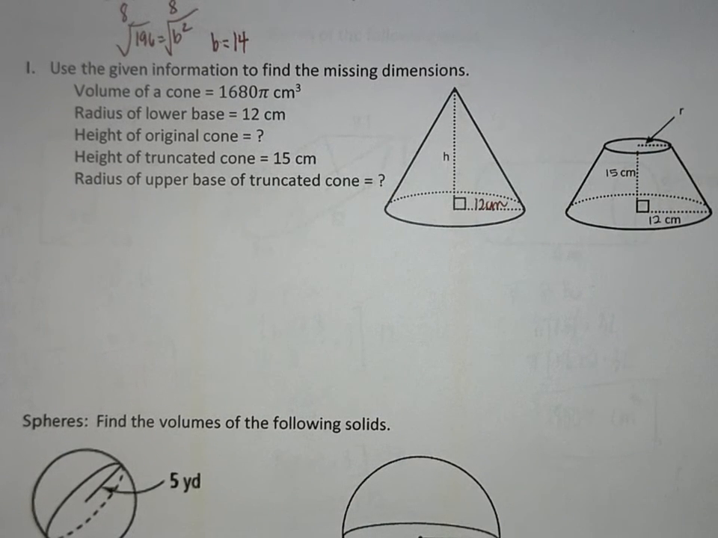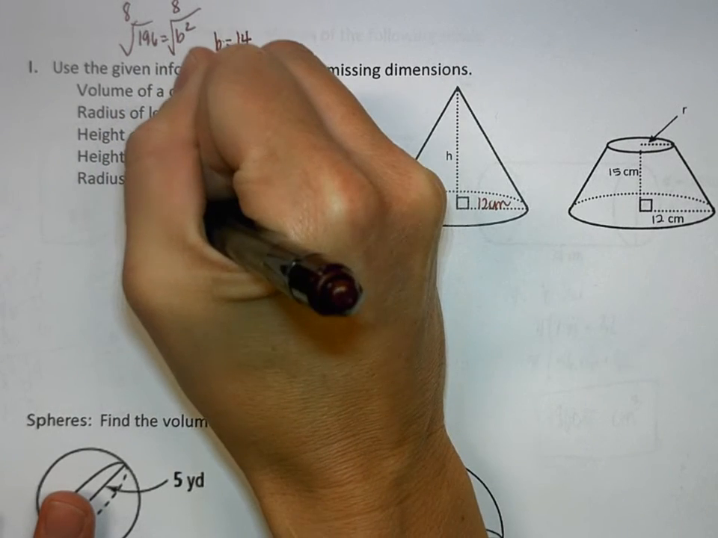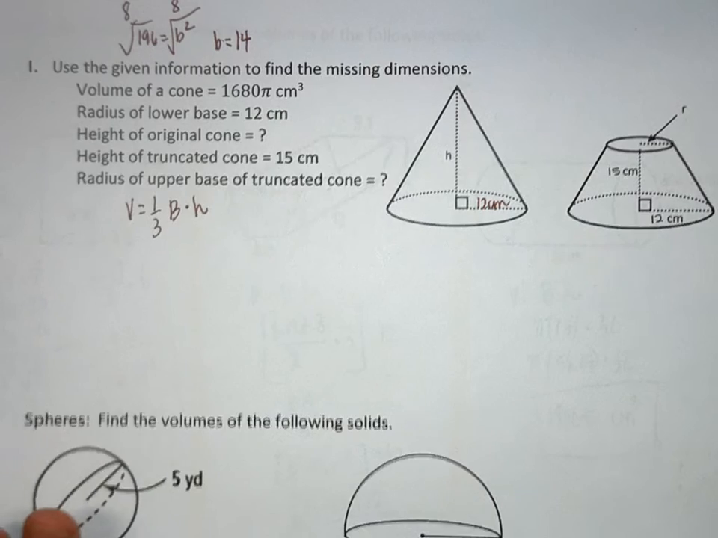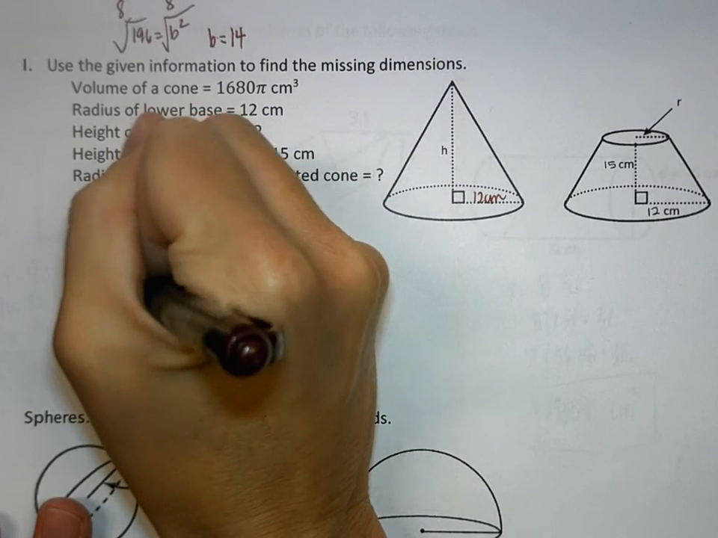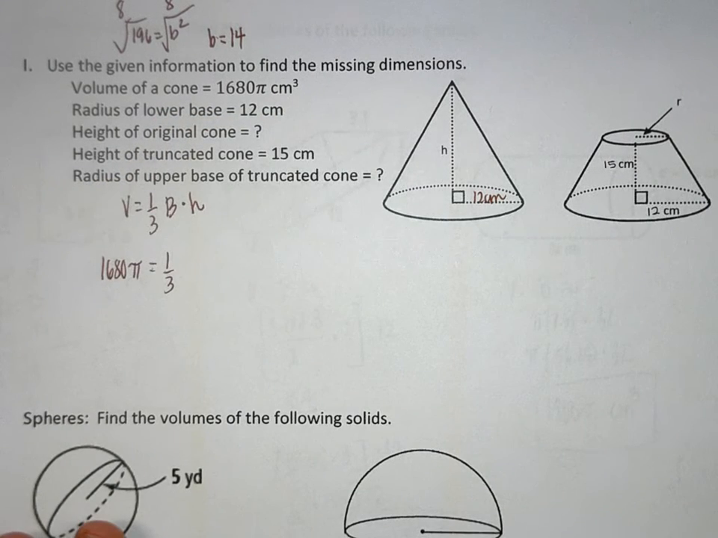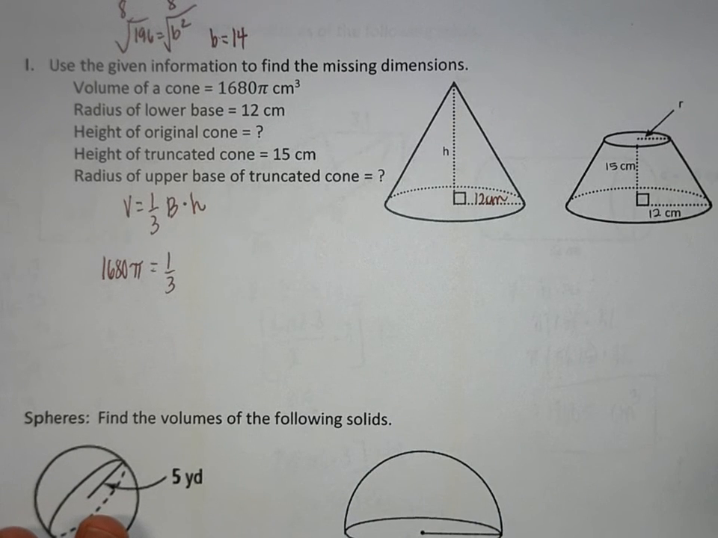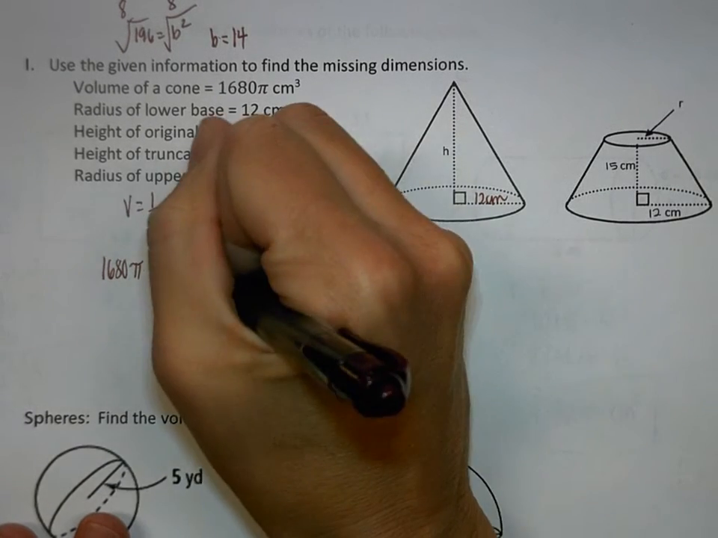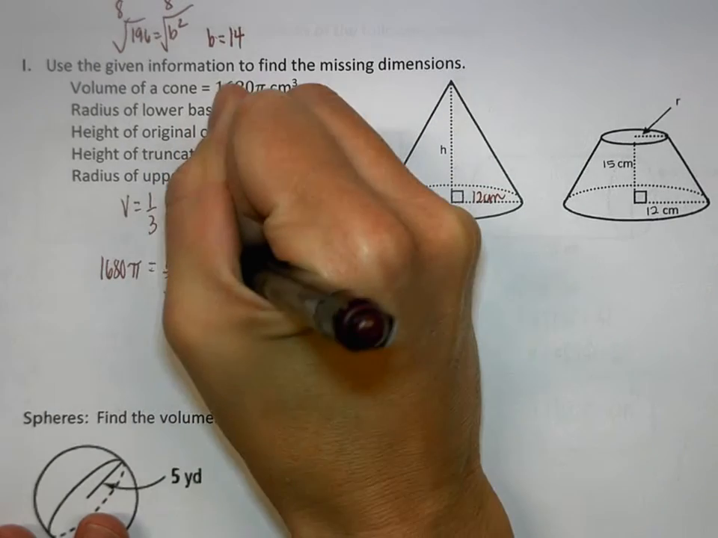So let's start with the volume of a cone and plug in and see if we have enough information to solve. The volume of a cone is 1/3 times the base area times the height. They told us the volume is 1,680 pi equals 1/3. Now, do we know how to find the base area of this cone? Very good, pi r squared. So we have pi, and r in this case is 12 squared, and we don't know our height.